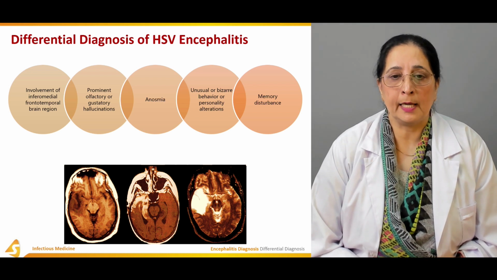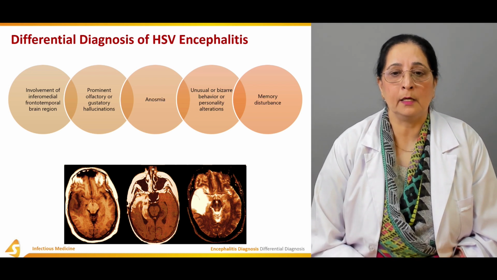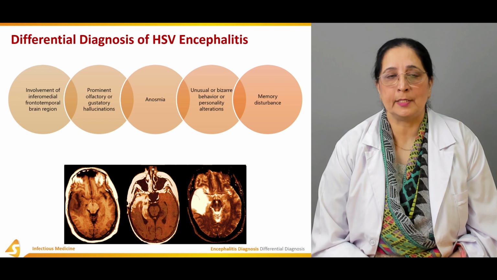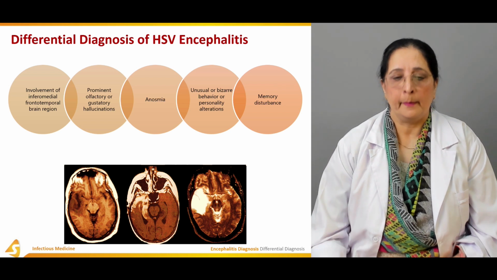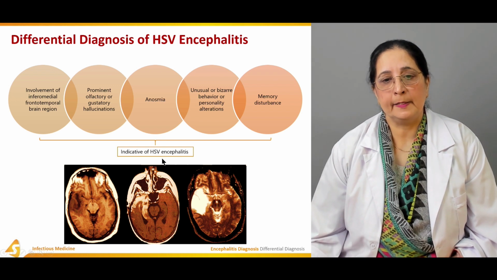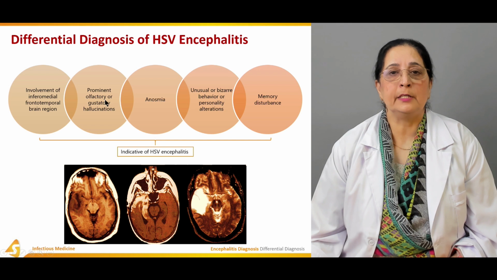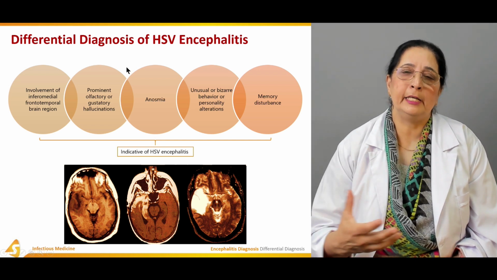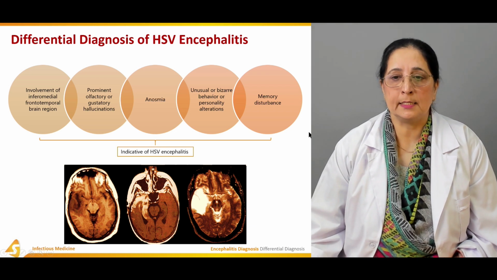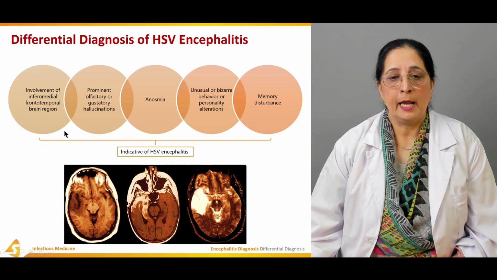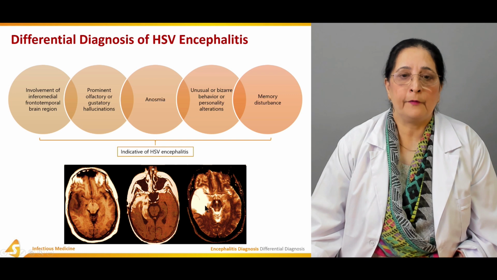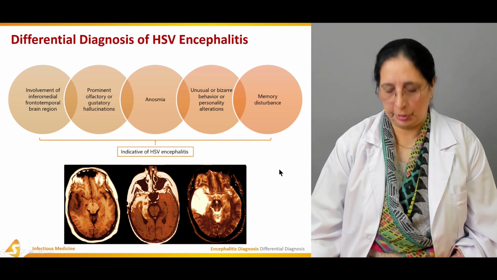In encephalitis, there is anosmia, and olfactory or gustatory hallucinations are present. There is disturbance of the memory. These indicate herpes simplex encephalitis. If all these features are present, it's a clear indication that it might be herpes simplex virus encephalitis. There is disturbance of the memory, and usually it involves the inferomedial frontotemporal brain region.